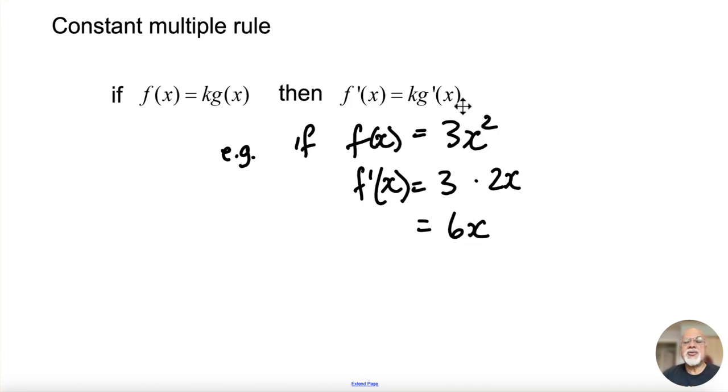So when you're doing this, and you're doing the constant times some power function, the exponent comes down, gets multiplied by that coefficient, so it becomes 6, and then you reduce the exponent by 1. So it becomes 6x.